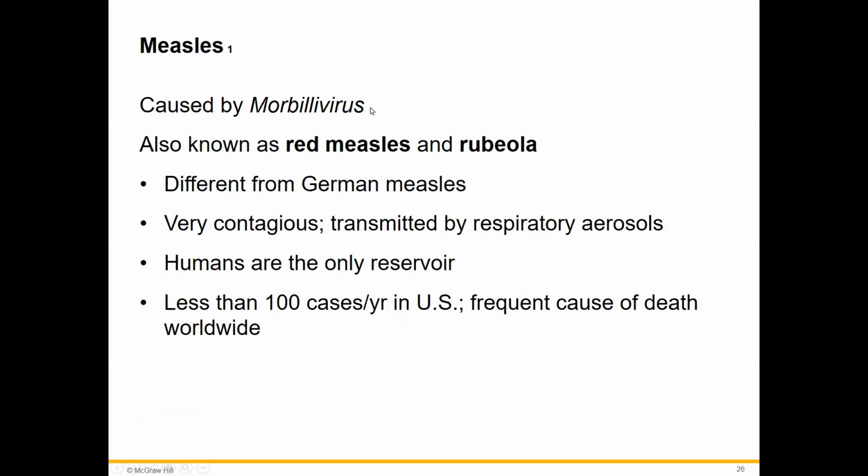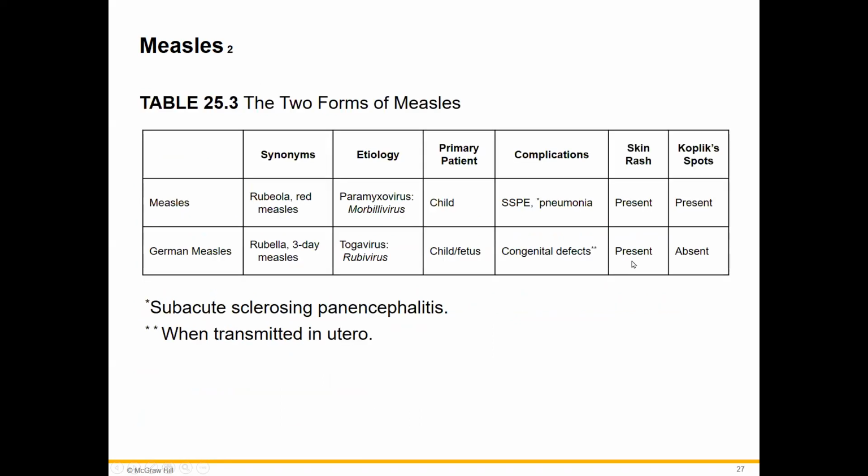Measles is a morbillivirus-caused condition. Red measles or rubeola, different from German measles. Very, very contagious respiratory spread, not skin spread. You can see the two different forms of measles compared here. So measles is rubeola. German measles is rubella. So measles is a paramyxovirus, morbillivirus, versus German measles is Toga virus or rubevirus. You can see the primary patient, complications, and then if there's rash present. And the kicker is in classic measles, you have your Koplik spots in your mouth. In German measles, you do not.